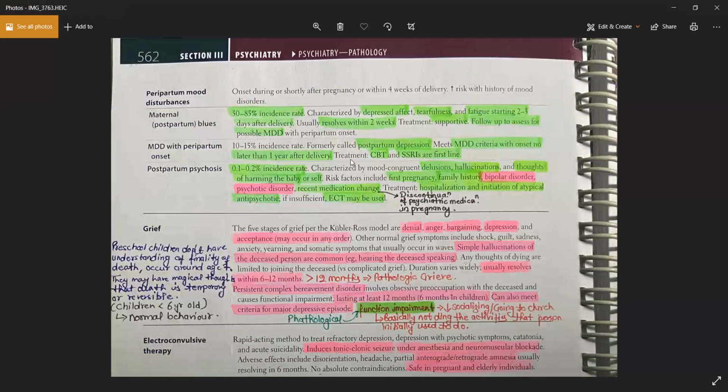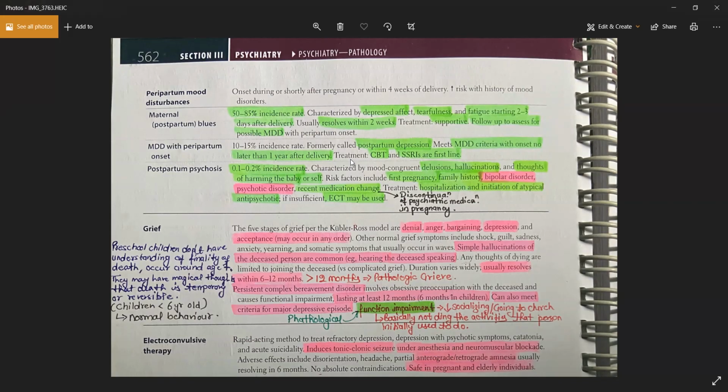Then you have the postpartum mood disturbances. All of these conditions happen after the pregnancy. It all depends upon the timeline of the patient. First you have the postpartum blues. It will be just a feeling of sadness that happens shortly after the birth of the baby.